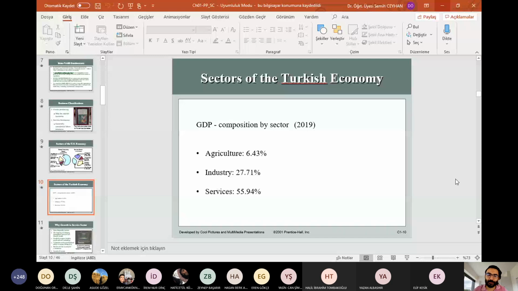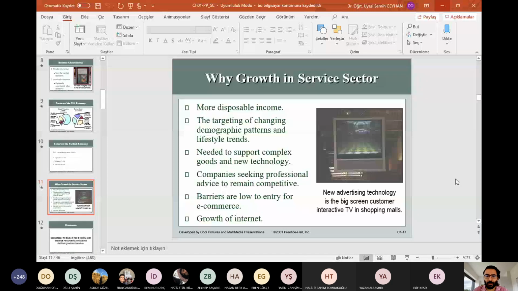So they constitute more than half of our economy. Industry is 27%, and agriculture is only 6% of our economy, okay, according to last year's GDP. So the service sector is growing, okay.